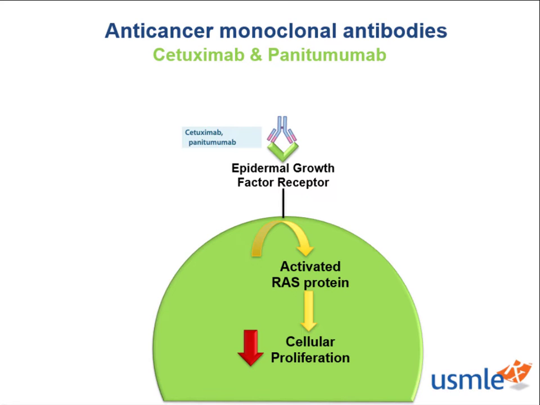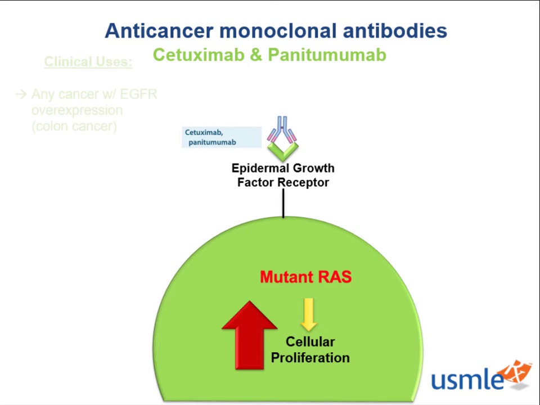Because if the RAS protein is mutated, the cancer cell can proliferate without EGFR activation, because RAS no longer depends on EGFR signaling to become activated. So the mutant RAS protein is constitutively active and inducing cancer cell proliferation. Bottom line, if RAS is mutated, then cetuximab and panitumumab are not the drugs of choice anymore for an EGFR-positive cancer. Overall, this background makes the clinical uses and side effects relatively straightforward.